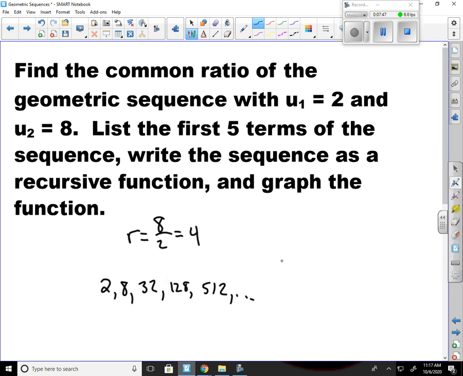Write the sequence as a recursive function. U sub n equals 4 times u sub n minus 1, where n is greater than or equal to 2.